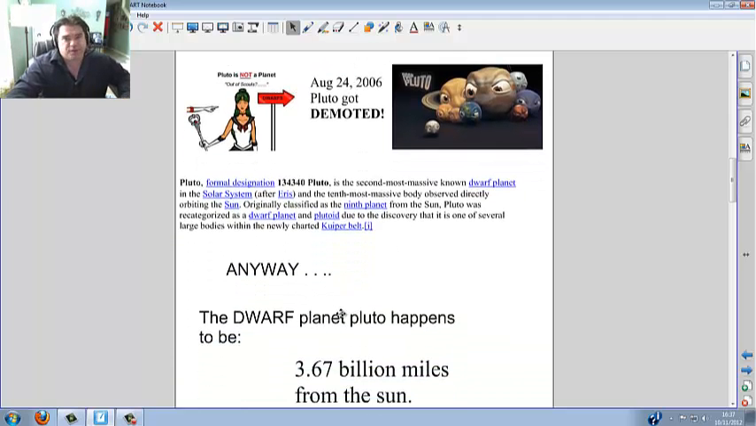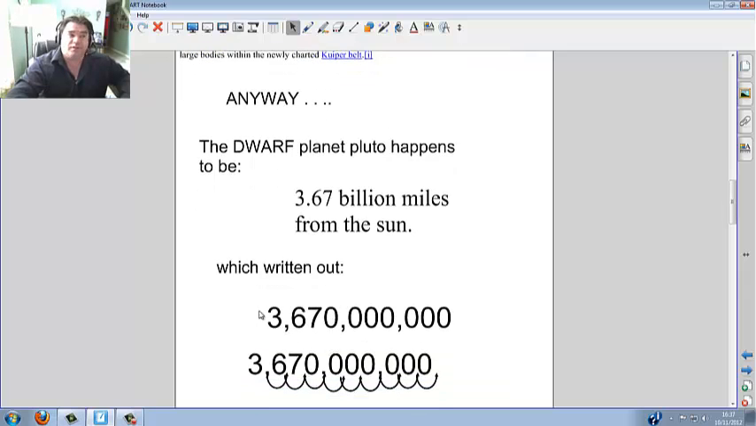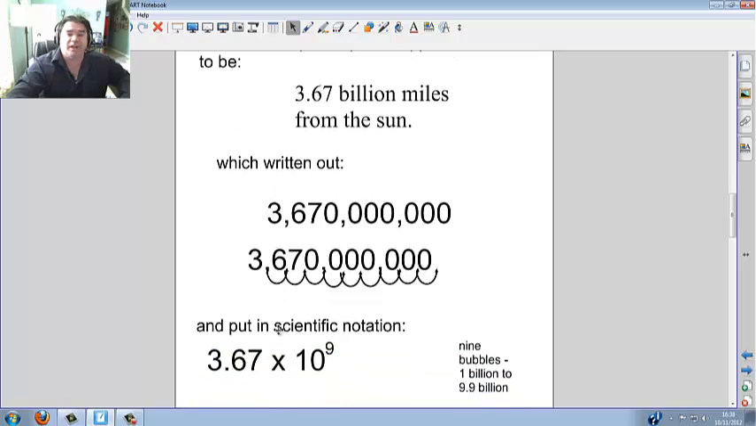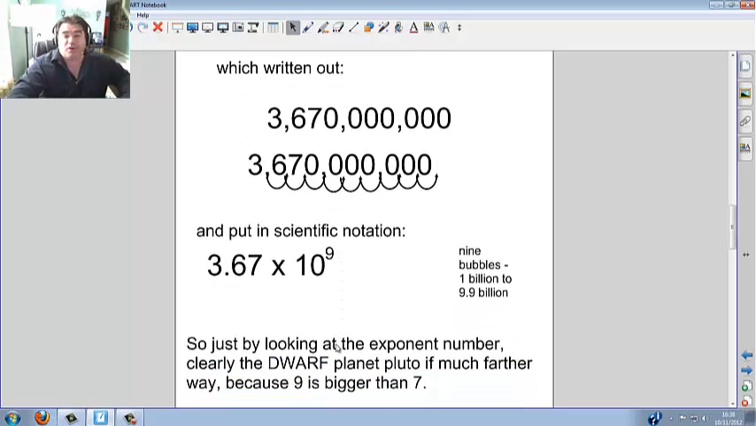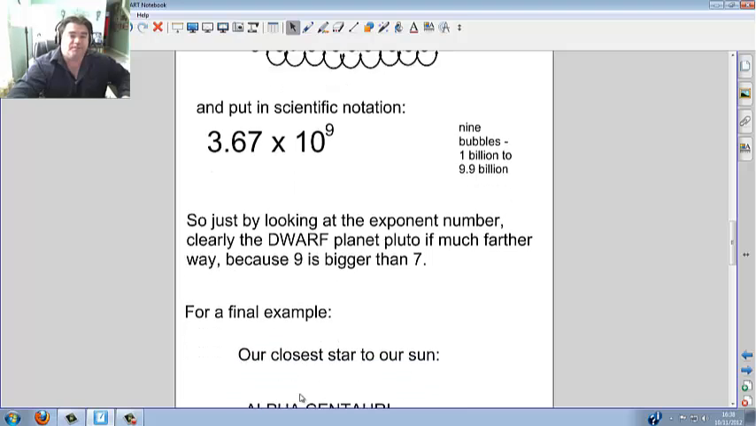Anyway, the dwarf planet Pluto happens to be 3.67 billion miles from the Sun. Now, if I write that out, 3,670,000,000, if I count it out and put it in scientific notation, notice that's 3.67 times 10 to the 9th. Now, remember, ours was 10 to the 7th, and theirs is 10 to the 9th. So we're talking about something that's nearly 100 times as far away. Not actually 100, more like 30 or 40, but you get the idea. It's obviously a much larger distance from our Sun.